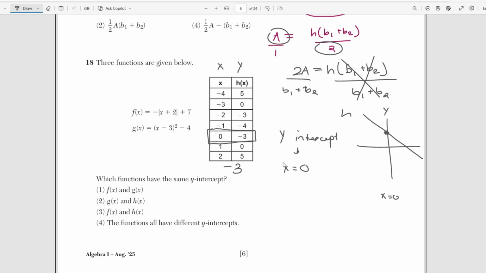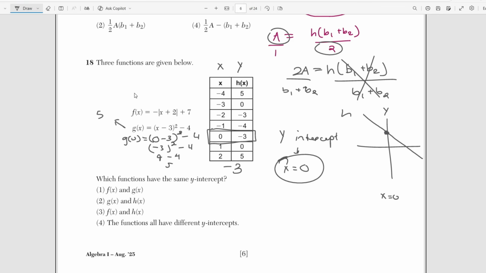Now I can find the y-intercept by just plugging in x equals 0 to both of these functions. So g of 0 is equal to 0 minus 3 squared minus 4. So 0 minus 3 is negative 3. Negative 3 squared is 9, and 9 minus 4 is 5. So the y-intercept here is 5.